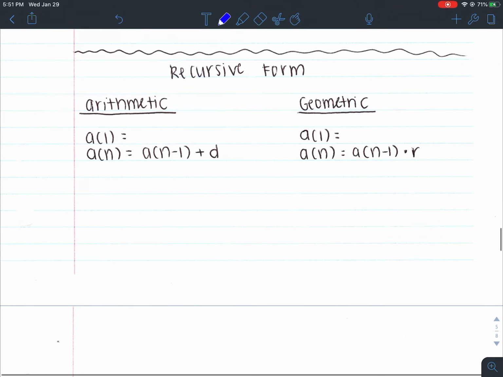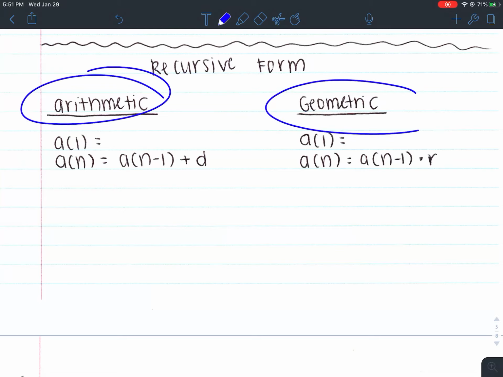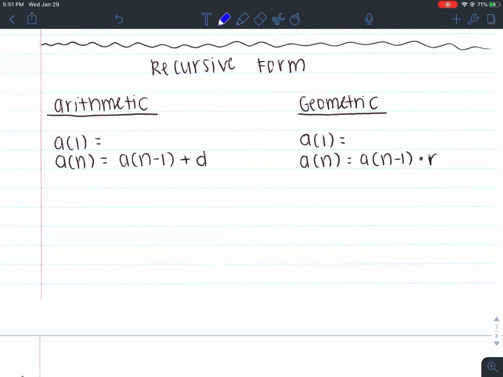Now this is the recursive form, or the recursive rule. I want you to take a look. Again, we have two types of sequences, arithmetic and geometric. If you look at their forms, they're exactly the same. What's the only difference we see here? Okay, the only difference is this back part, right? Everything else is exactly the same. It's just that those two things are different.